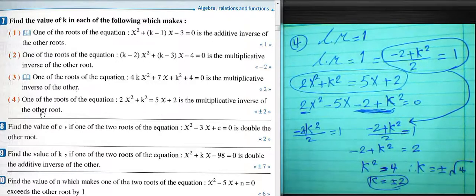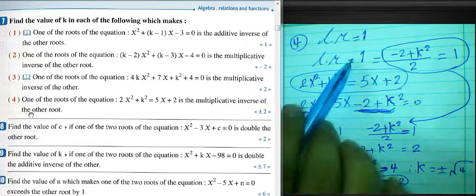Reading with me, number 4. One of the roots of the equation 2x² + k² = 5x + 2 is the multiplicative inverse of the other root. So we can call the roots L and M, and L multiplied by M equals 1.